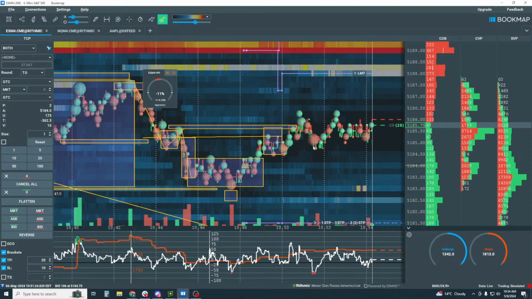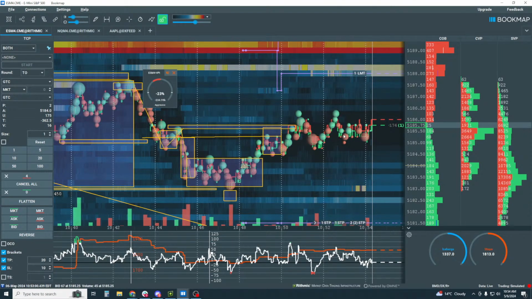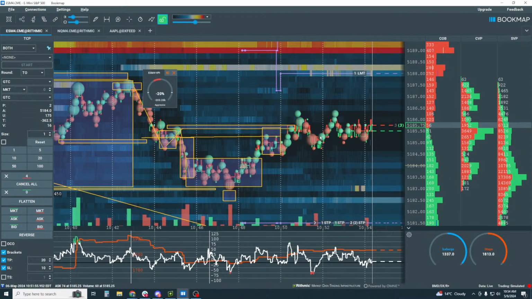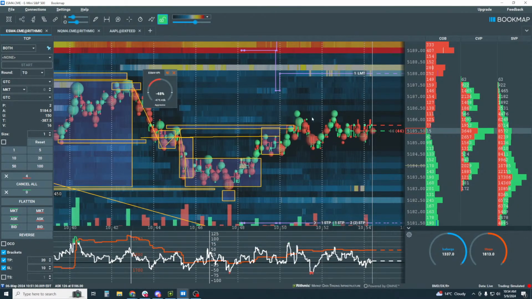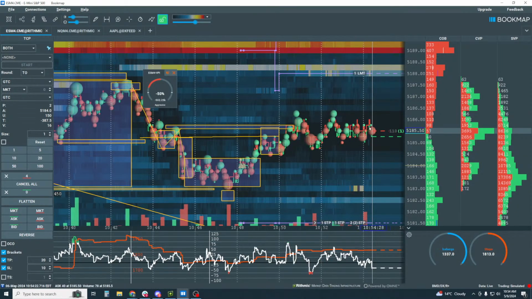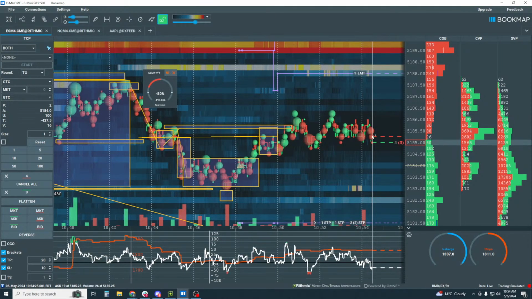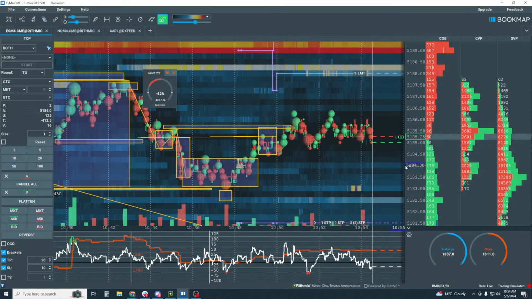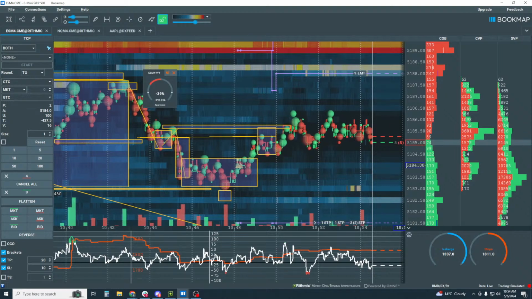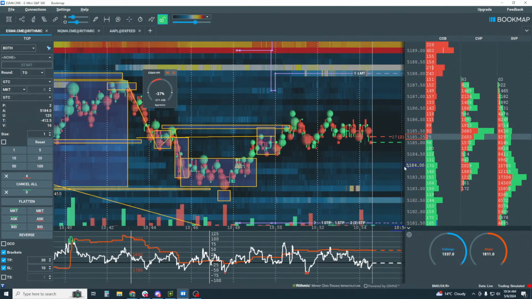Now we're looking for a continuation move for a trend in this direction here. It's not looking good at the moment. We see some buying in here, but look at the exhaustion and look at the sellers come in. So we're probably going to get retested back down to our 84 level here.